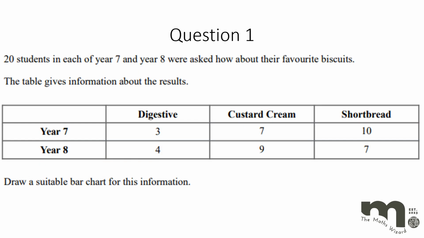Okay, so I've got an example here. This is the sort of one you could just sketch out on a piece of graph paper or a piece of lined paper. We've got 20 students in year 7 or 8 who are asked about their favourite biscuits. We've got a table here showing you that information. So it says draw a suitable bar chart for this information. This might be slightly different to the bar chart that I showed you on the first question. So just give this a go. See why you think this might be different.